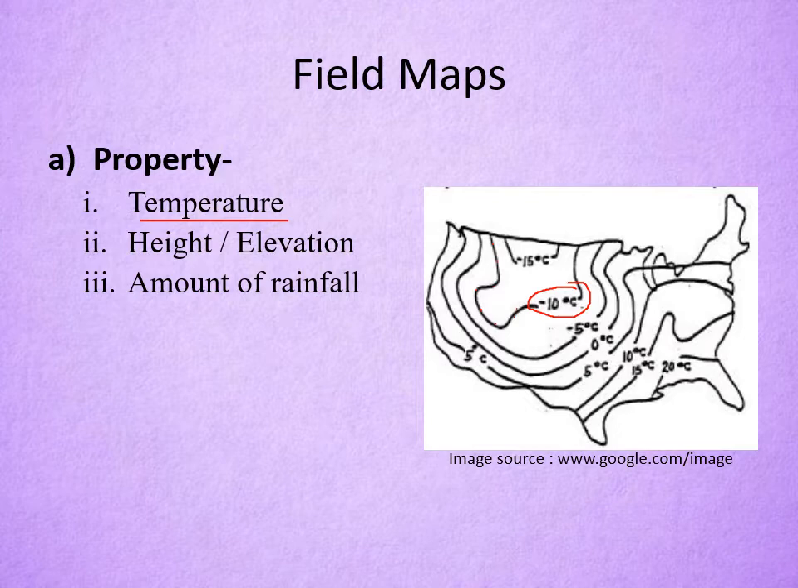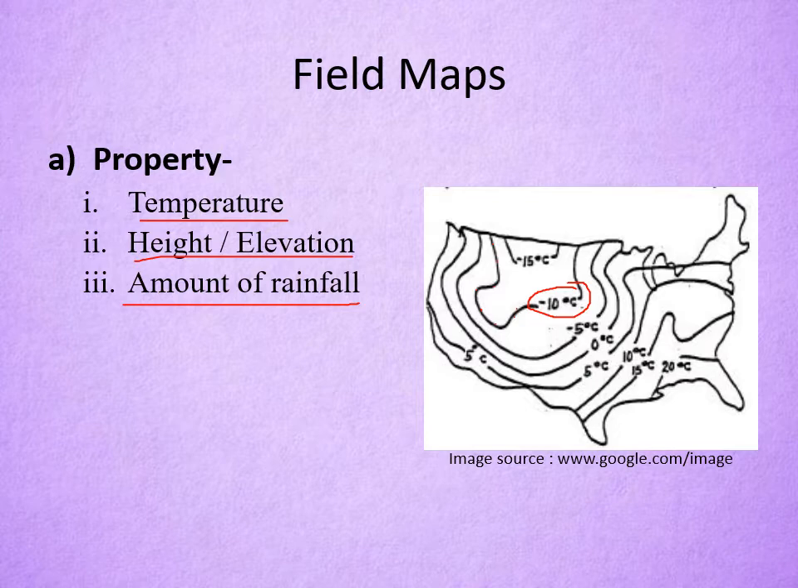Similarly, they can be plotted on the basis of rainfall. That means the points having the same amount of rainfall can also be joined, and these kinds of lines are drawn. Similarly, lines can be drawn on the basis of height or elevation or depth. So here, if we draw these kinds of lines, that indicates that all the points along this line have the same elevation or same depth or same height.